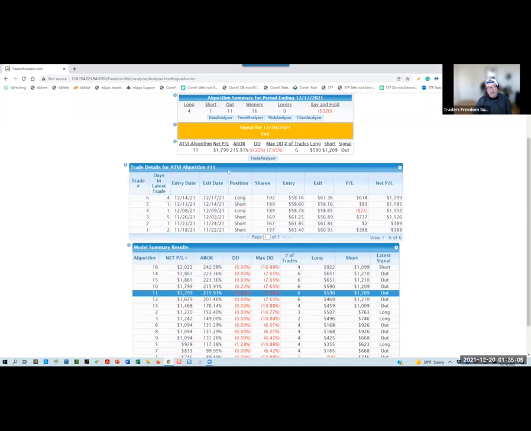So here are the trade details for the trades that ATVI 11 would have made. There are 6 trades, and we can scan the profit loss column and see that there's only one red, at minus 25. Everything else was right.